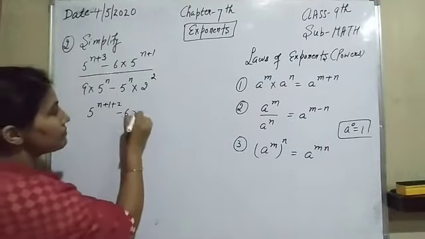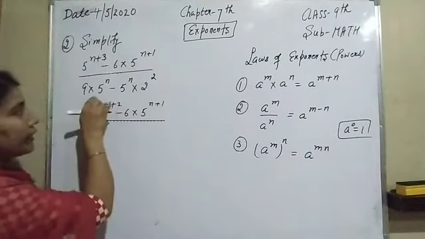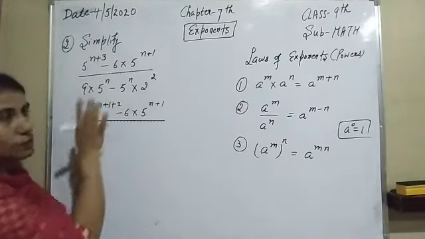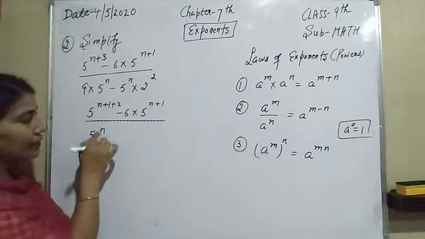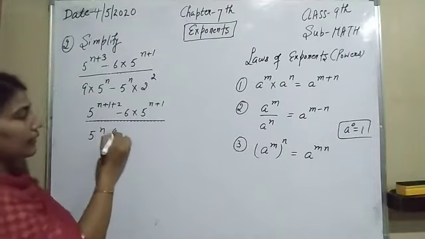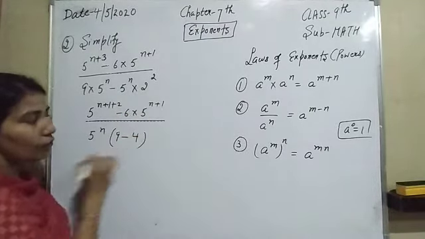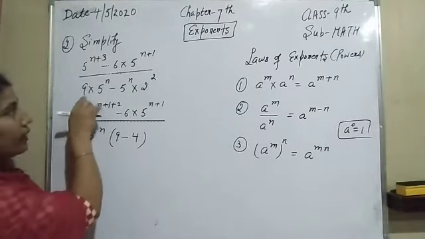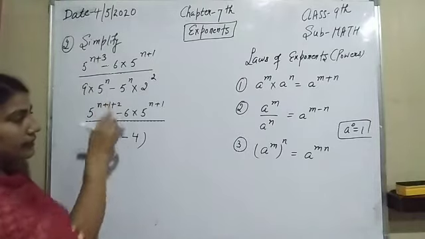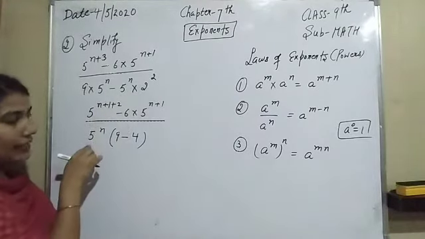Here is minus 6 multiply 5 raised to power n plus 1, and divided by. Here is also 5 raised to power n, 5 raised to power n. That means it can be taken as a common value. 5 raised to power n is common. So here is 9, here is negative, and here is 2 square, that is 4. We have taken 5 raised to power n as a common value.